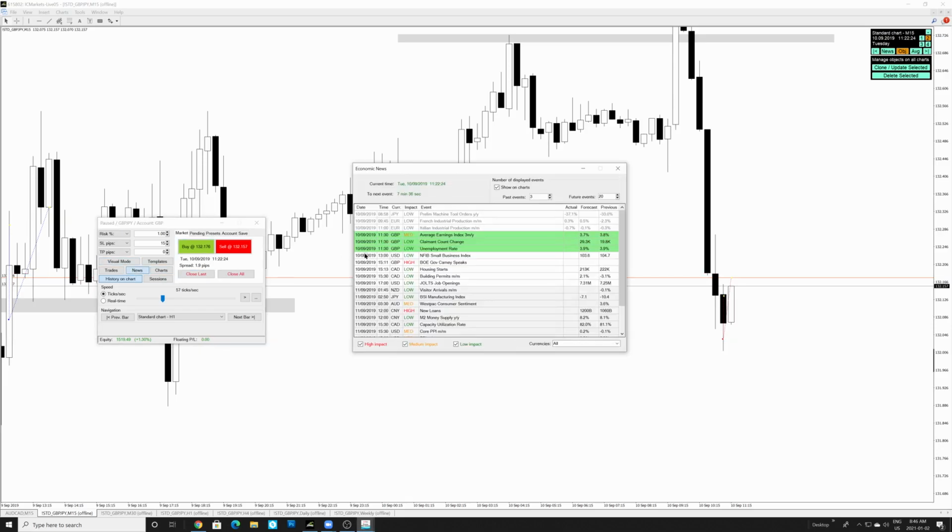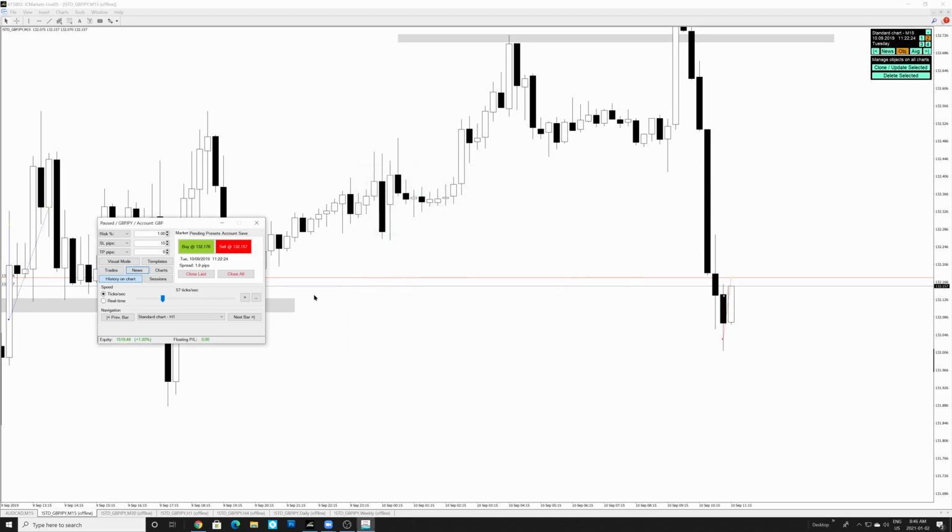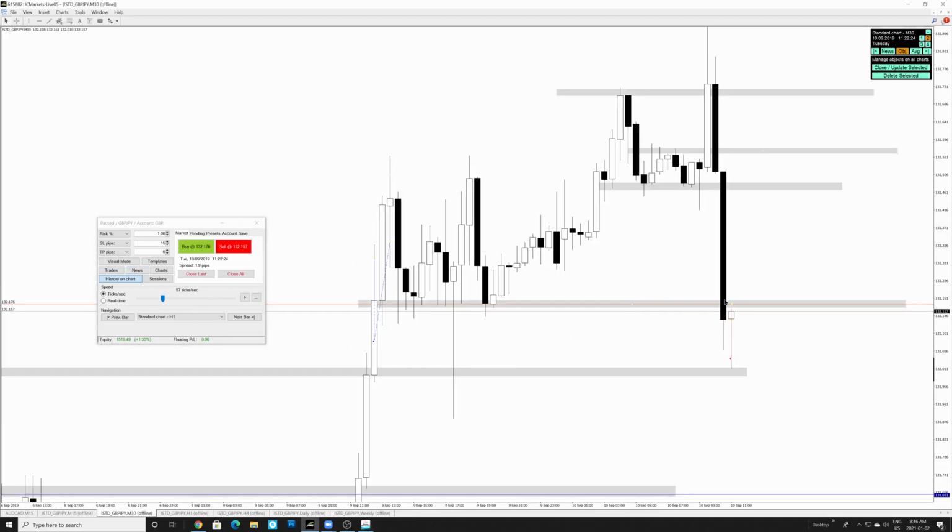So let's take a look at the news over here. We got some very, very weak news over here. So I think it's gonna be pretty good if we close back above this range over here.